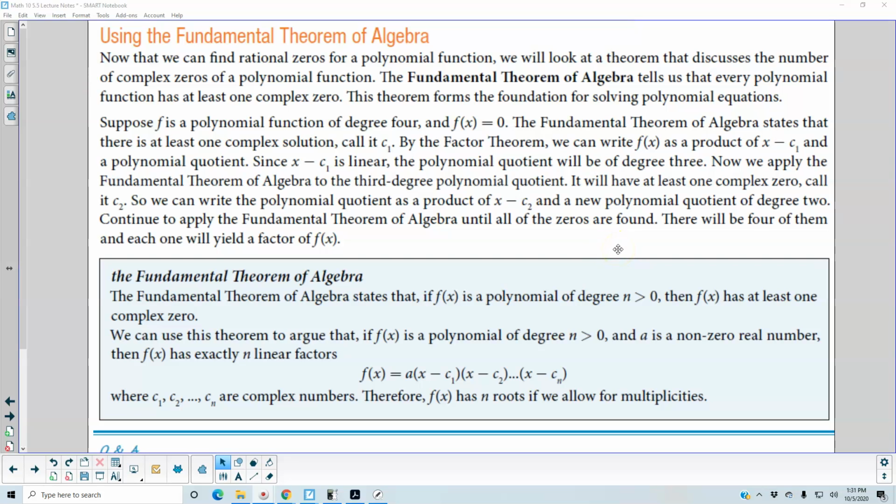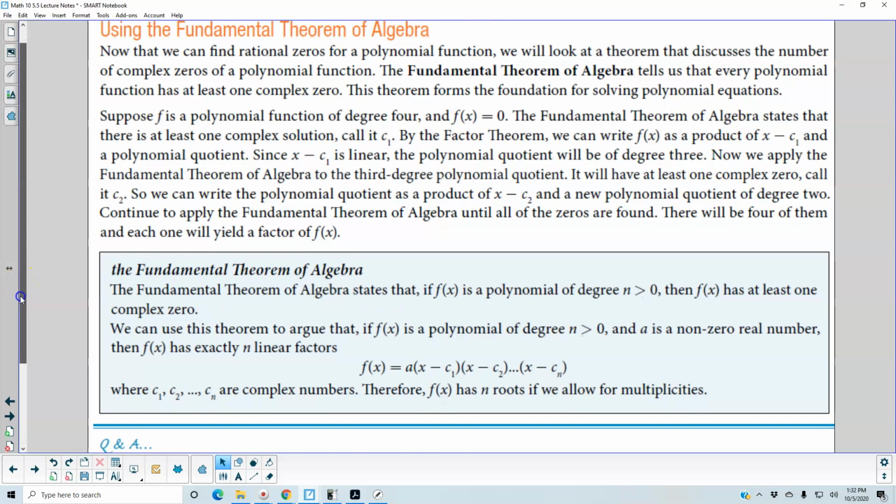Now we apply the fundamental theorem of algebra to the third degree polynomial quotient. It will have at least one complex zero. Call it c subscript 2. So we can write the polynomial quotient as a product of x minus c subscript 2 and a new polynomial quotient of degree 2. We continue to apply the fundamental theorem of algebra until all of the zeros are found. There will be 4 of them, and each one will yield a factor of f of x.